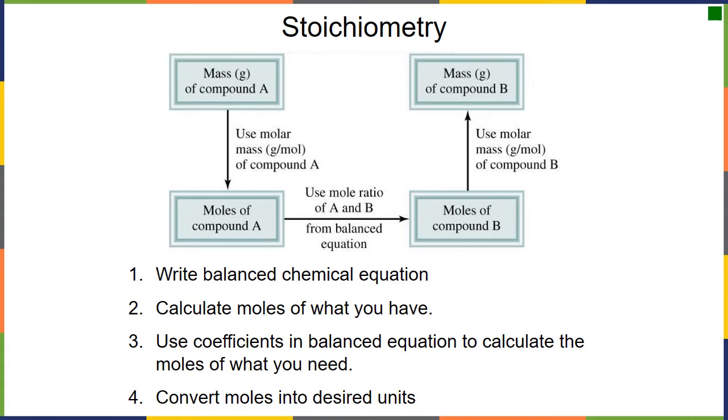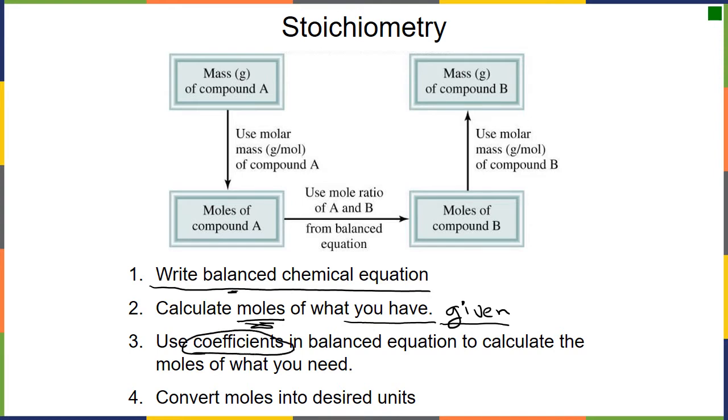So what do we do? Step 1, write the balanced chemical equation. Step 2, figure out how many moles of what you have because you're always going to be given something. Given a certain amount, how much of something else do you need? So we're going to start out with that given amount and we're going to have to convert to moles. Why? Because the units in our balanced equation are in moles. We're then going to use our coefficients in the balanced equations, which are mole ratios, to go from what we have into what we need.